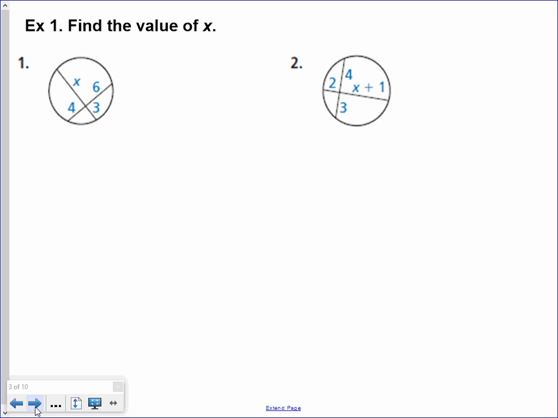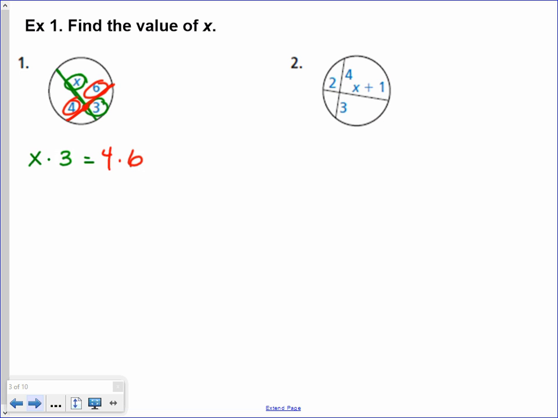So like number 1, for example, here's our 2 chords. Here's one chord, and here's the other chord. Let's just look at the green one first. It doesn't matter which one you look at first, but the green one's being cut into 2 different pieces at this intersection point, X and 3. So we're going to multiply X times 3 together. That product of those 2 pieces has to be the exact same product as the second chord if we multiply these 2 pieces together, 4 times 6.